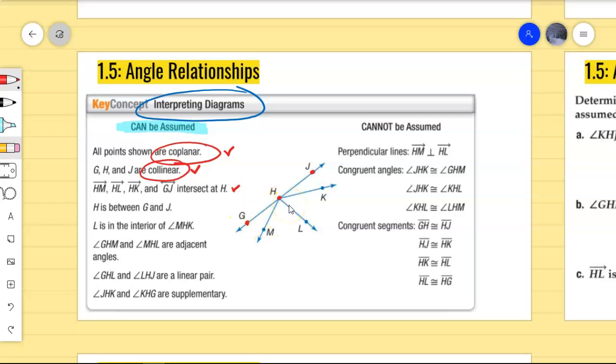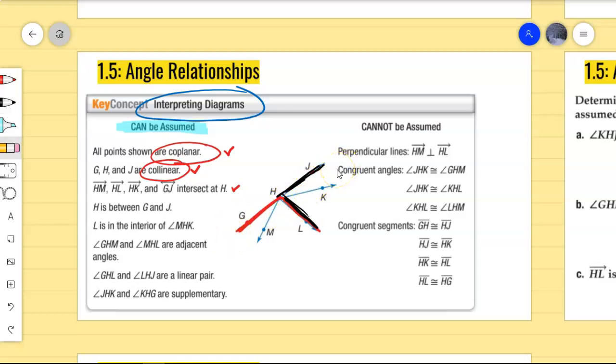GHL. Now this one I really want to highlight for you. And LHJ, sorry. Let me highlight over that. They form a what? A linear pair. You can assume that. No one needs to tell you that. If it looks like it, then it is.